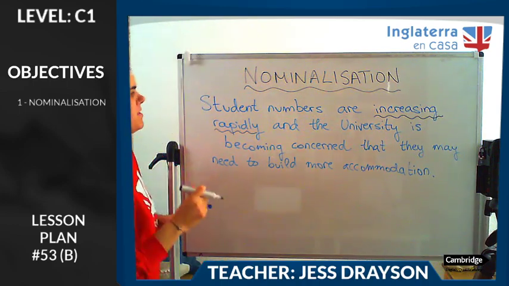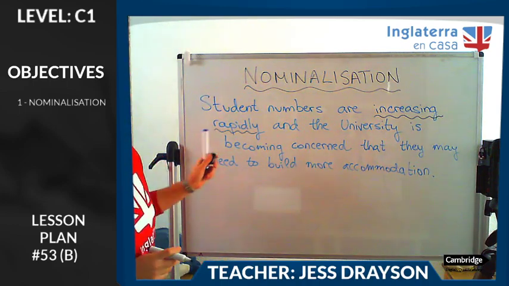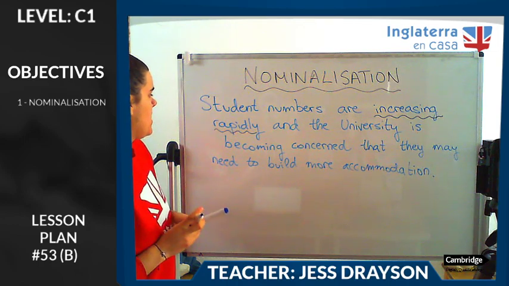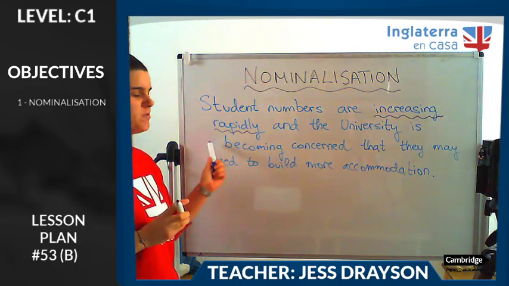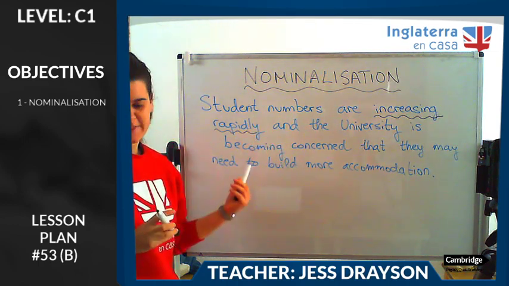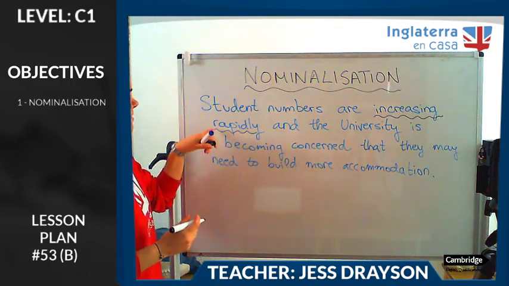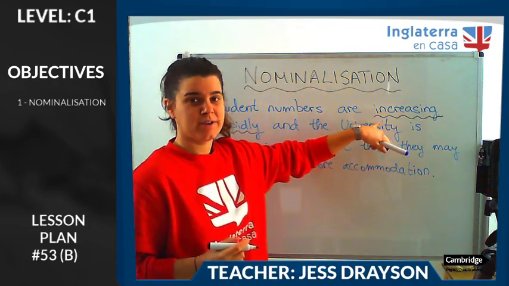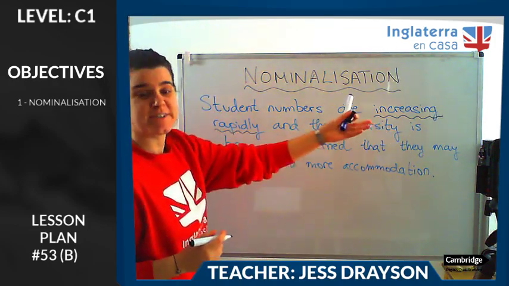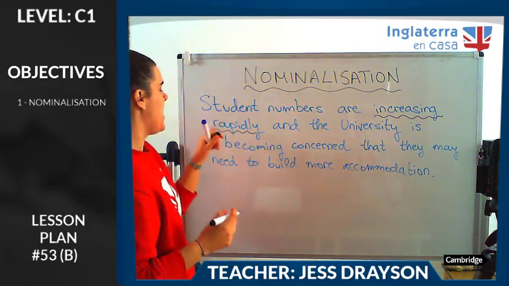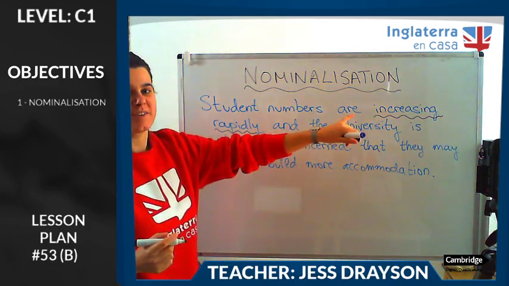Okay, so student numbers are increasing rapidly. As I said, you need the adverb, you need the verb, and you make that the sentence. So very easy. How do you make this a noun? You make the verb a noun. So the noun of increasing would be increase. And then obviously the adverb defines the verb.